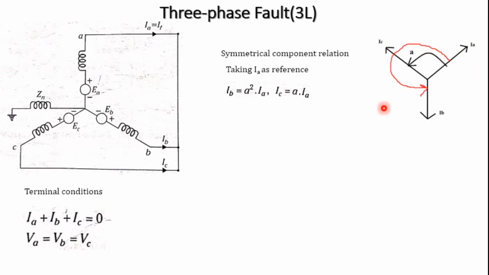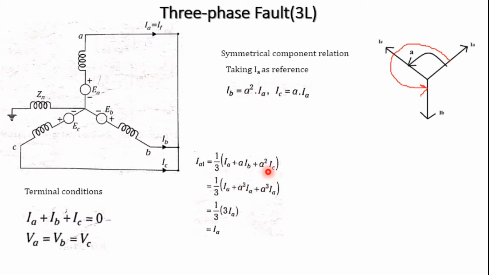Okay, in terms of the anti-clockwise direction, IB can be written as A square of IA. We know the symmetrical component IA1 is equal to 1 by 3 times IA plus A into IB plus A square into IC. Substituting this IB value in terms of IA, IB is A square of IA, so we get A cube into IA.